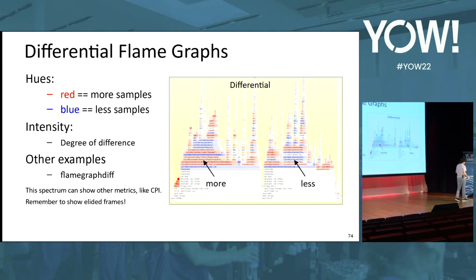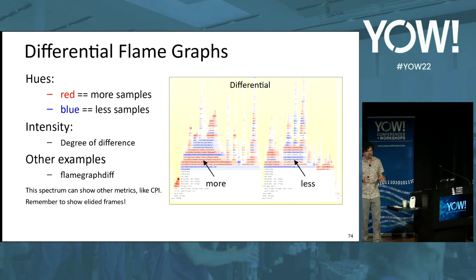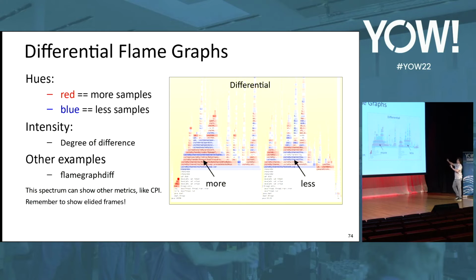Differential flame graphs are another type. And here I'm now going to use the color for a dimension of information. So red, I'm showing more samples, and blue, less samples when you're comparing, say, one software version to another, or one system to another that's running the same code. The intensity is the degree of difference. And so I can look through this and I can say, well, red is where there's more samples, so we've grown, and blue is where we've shrunk.